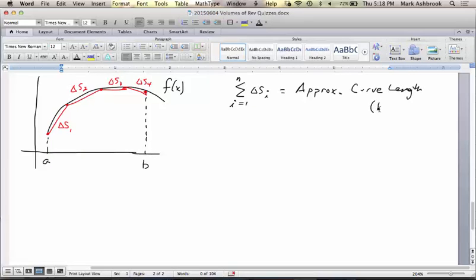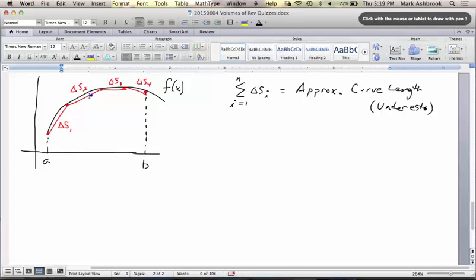And we know it's going to be an underestimate. Right, we're just going to sum up. So it's going to be delta S1 plus delta S2 plus delta S3 plus delta S4, and we know that the summation notation just means sum up a bunch of delta S's. Okay, so what is delta S?